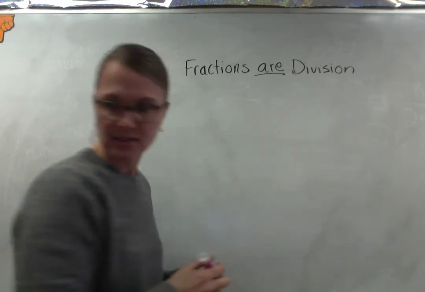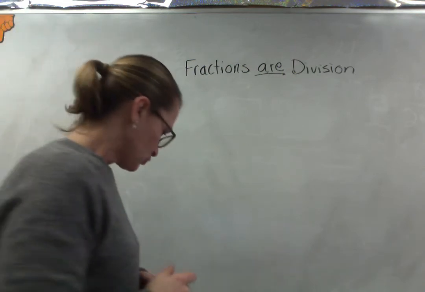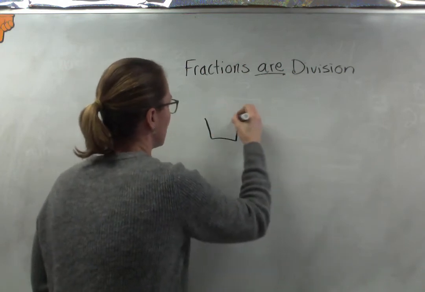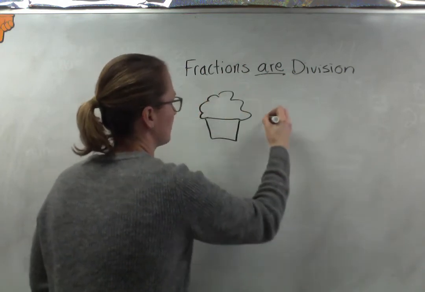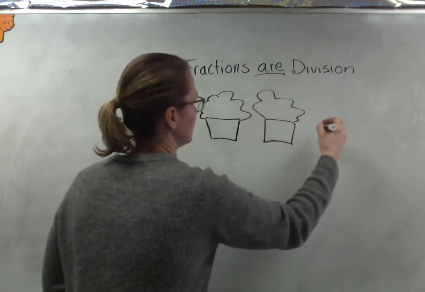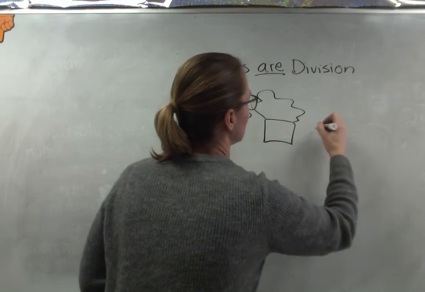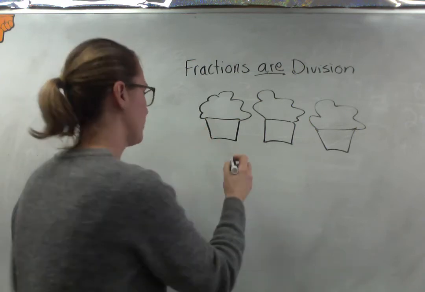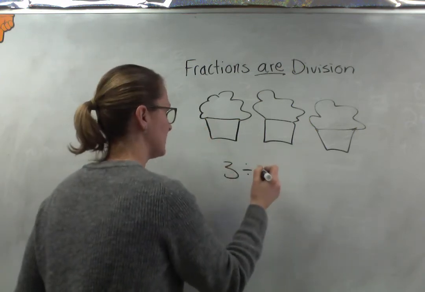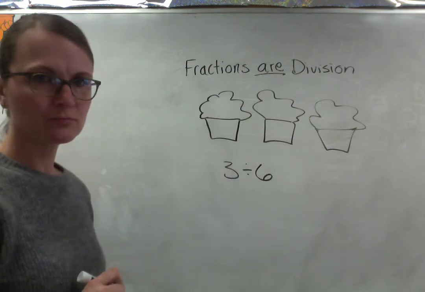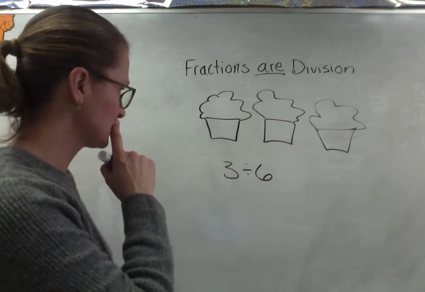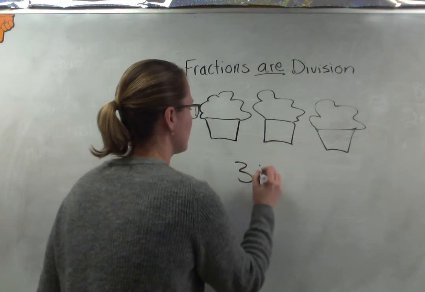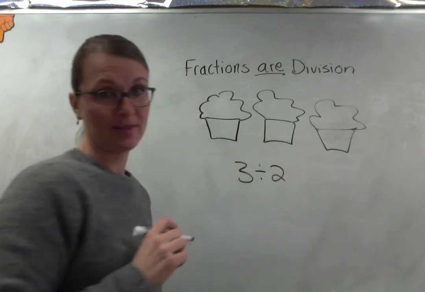In another problem, let's say, I don't know, cupcakes are good. I like cupcakes. Let's go with cupcakes. Let's say we've got 3 cupcakes, but we have 6 friends. Is that right? 3 divided by 6? Oh, I don't know about that. That'd be some tiny pieces. Let's try something different. Let's say we have 3 cupcakes and 2 friends.